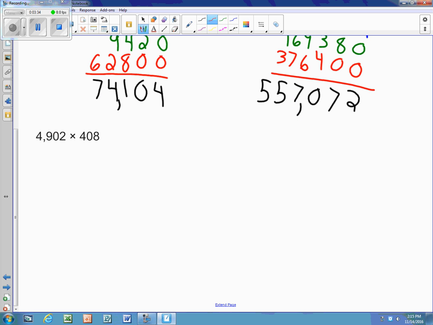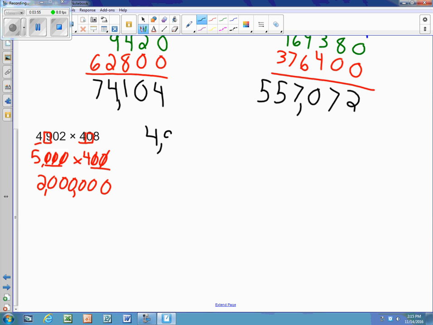We're going to round this, which would make 5,000. We're going to round this, which would make 400. We cross out our zeros. 4 times 5 is 20. And we put these 5 zeros back in. And now we're going to do the actual multiplication of 4,902 times 408.